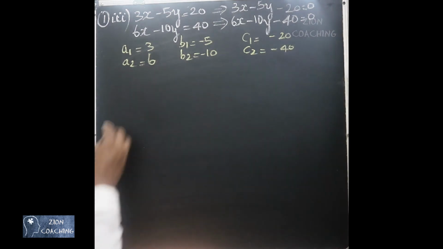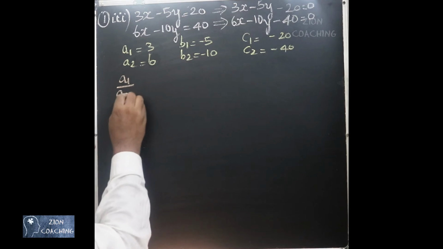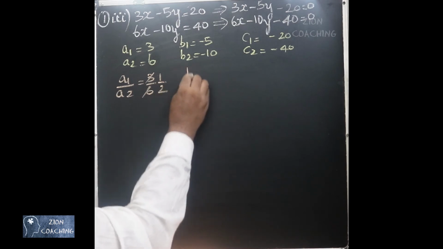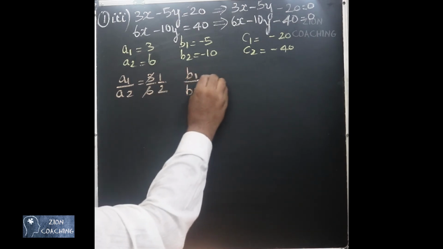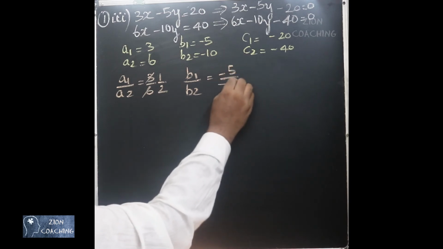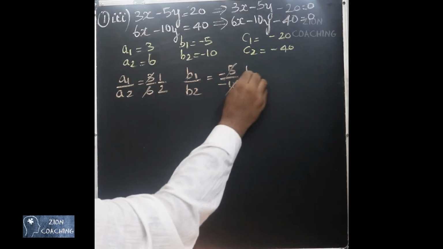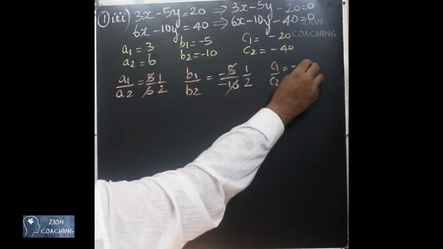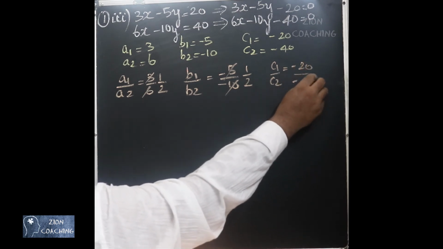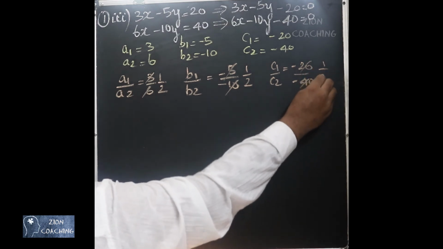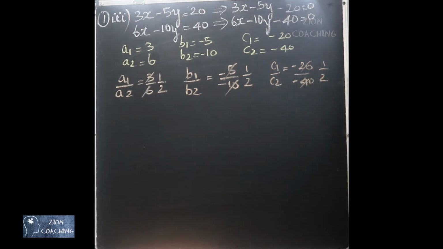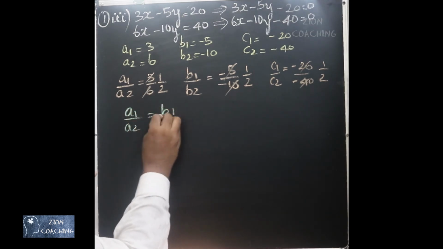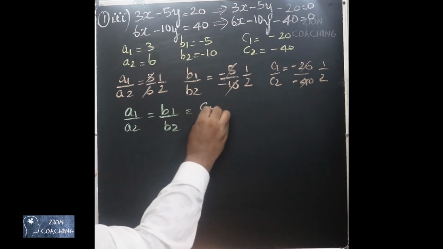Now we have a1 by a2 equal to 3 by 6, that is nothing but 1 by 2. Then b1 by b2 equal to minus 5 by minus 10. Cancelling both by minus 5, we will have 1 by 2. Then we have c1 by c2 equal to minus 20 by minus 40. Cancelling both by minus 20, we will have 1 by 2. Now you can see that a1 by a2 equal to b1 by b2 equal to c1 by c2.